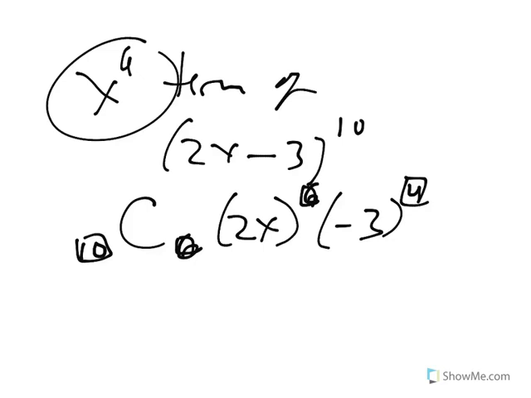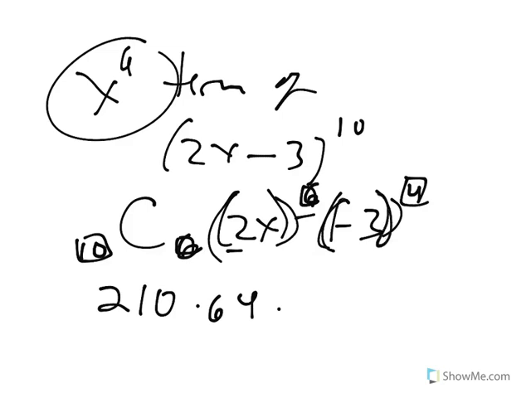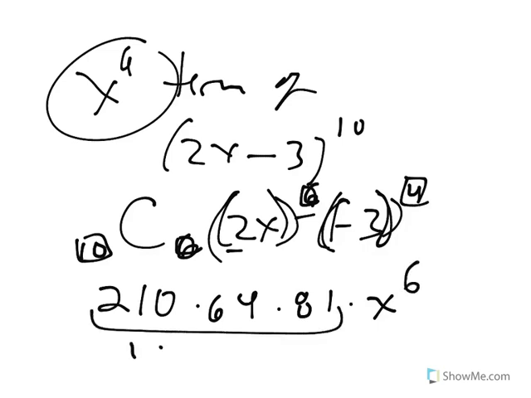So now I can look up, well, on the calculator, I could do 10c6, which is 210. 2 to the 6th power, see, that's why I need my parentheses, is 64. And negative 3 to the 4th, that's why I need my parentheses, otherwise I'll have negative, is going to be positive 81. X to the 6th. And those things all become 1,088,640 x to the 6th. So that's how you do binomial expansion. And that is that.